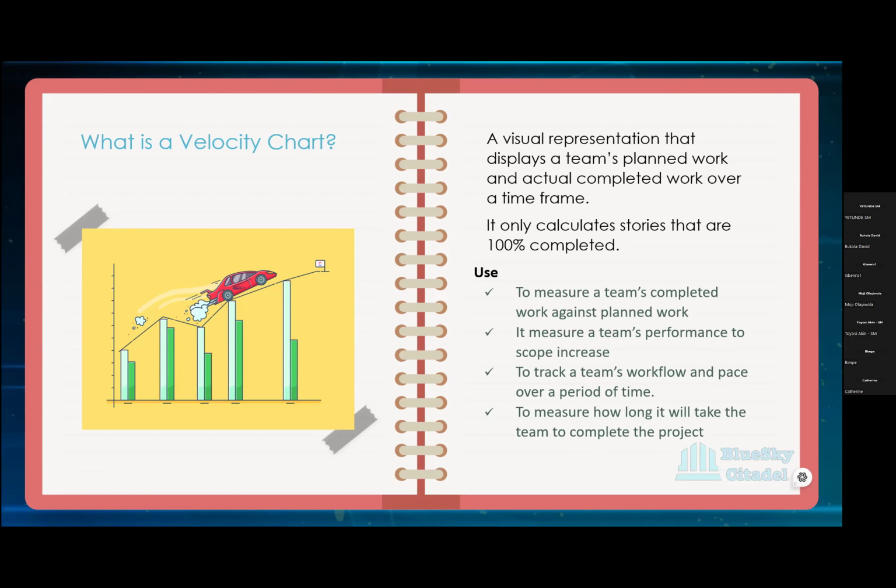And that's what helps you to have an average velocity. For maybe 4 or 5 sprints that we've been tracking the pace of this team, at the end of maybe 6 sprints or 4 sprints or 3 sprints, this is the number of story points that the team can conveniently complete. Okay. And then it measures how long it will take for a team to complete a project.